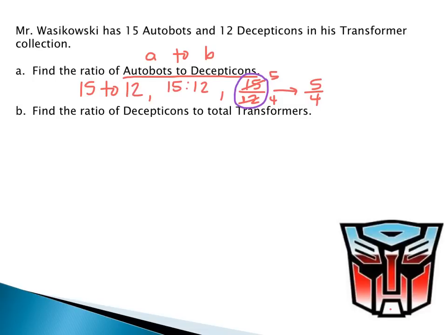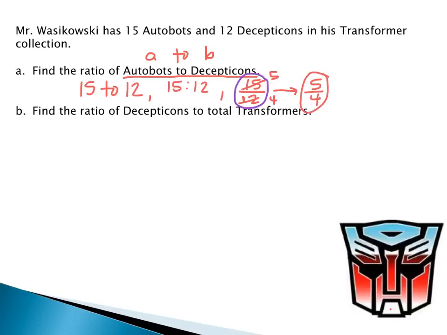That means overall, there's a 5 to 4 ratio of the number of Autobots to Decepticons that I have. That means if I have 5 Autobots, I also have 4 Decepticons. So in the simplest form, this ratio is a 5 to 4 ratio. Okay, now let's flip it.